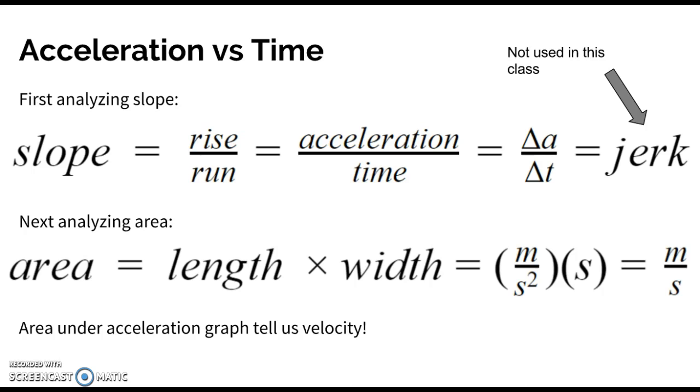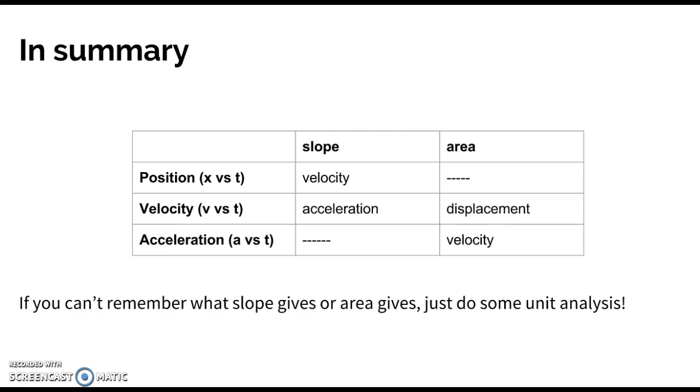The next thing we can analyze is area. So we do the area under our curve or line or whatever it is. It's going to be length times width in a sense. Just doing some unit analysis. Our length, our rise of acceleration, that's meters per second squared, multiplied by our times being seconds. We see that gives us units of meters per second. That's units for velocity. So the area under our acceleration versus time graph is going to tell us velocity, and that's going to be helpful to us.